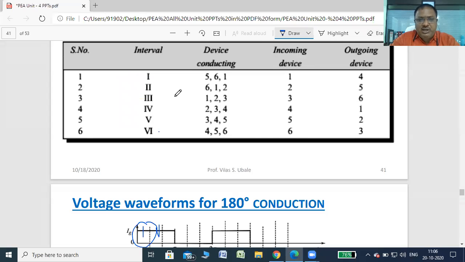But after every 60 degrees, one device out of the three conducting devices turns off and a new device turns on. So after every 60 degrees, triggering pulses are applied to the devices. One device may be called the outgoing device. That device turns off and another device enters into the sequence of conducting devices. Okay, so this is the table.